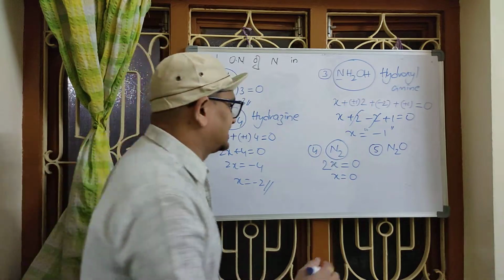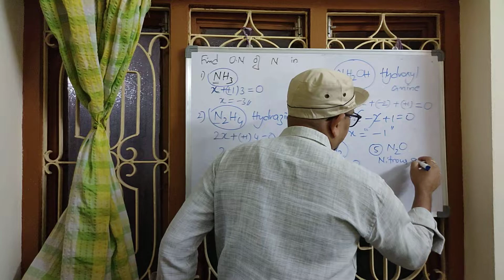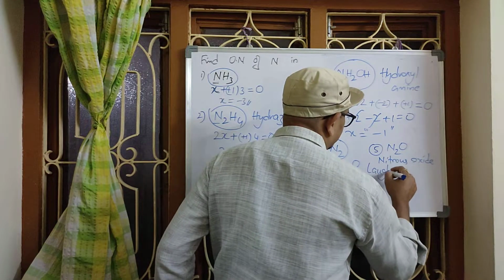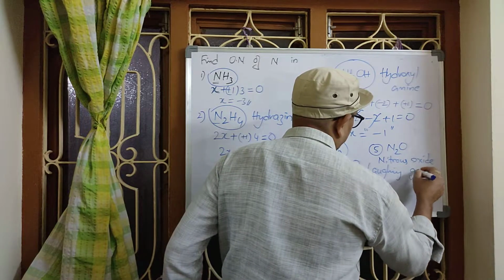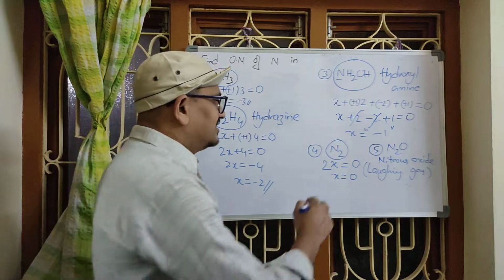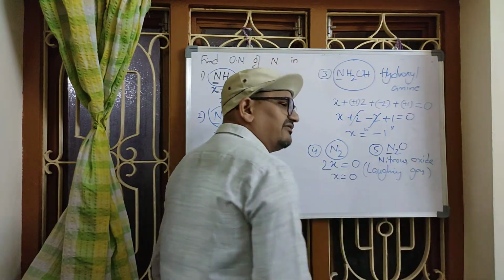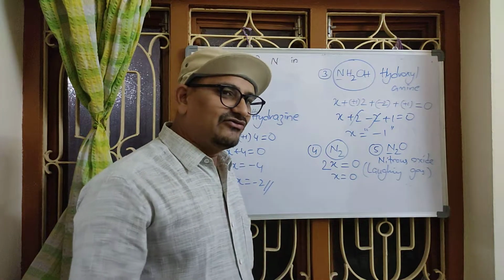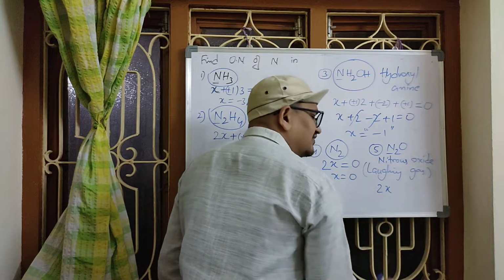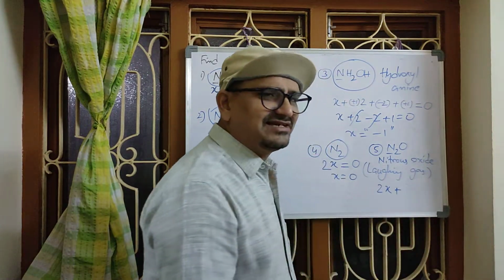Similarly, one more example. N2O, nitrous oxide, which is also called laughing gas. In this also, find the oxidation number value of nitrogen. As two nitrogens are there, take 2X, X for each nitrogen. And only one oxygen atom is there, right?